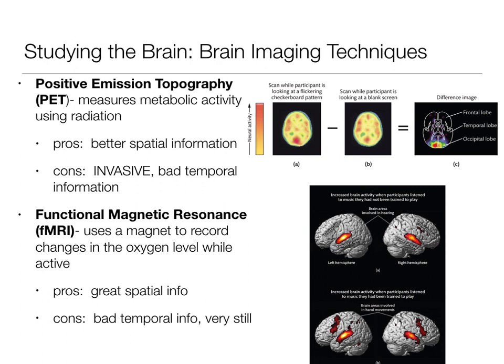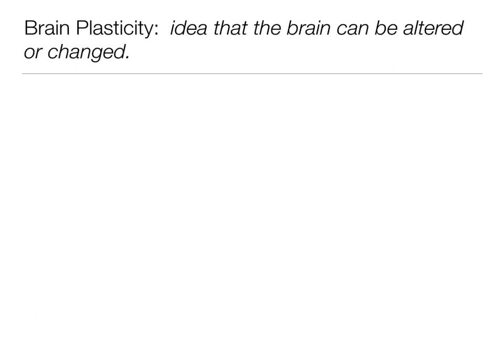Next, we're going to talk about brain plasticity. So brain plasticity is the idea that the brain can be altered or changed. So think about plastic, right? You can mold plastic into anything. 3D printers are functioning on this idea that you can print something in 3D, anything out of plastic. So plasticity is this idea that the nervous system is adaptable, that it can be changed.